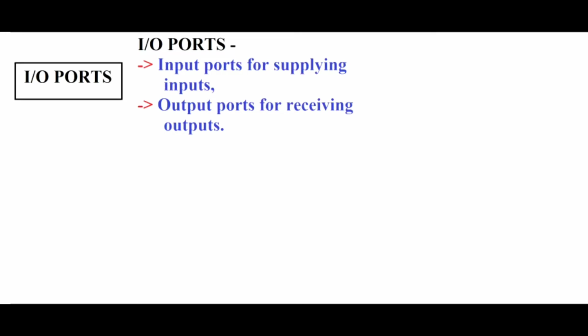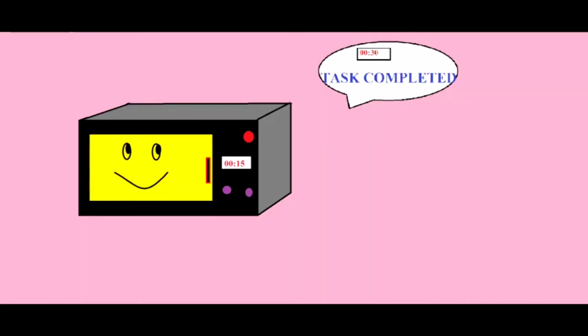Let's move on to the next component, that is input-output ports. We need one input port to supply and adjust the temperature and time for our dish in the microwave through different buttons on it, and we require an output port so that it can display us the time, because if nothing is displaying, then how do we know the completion of the task.